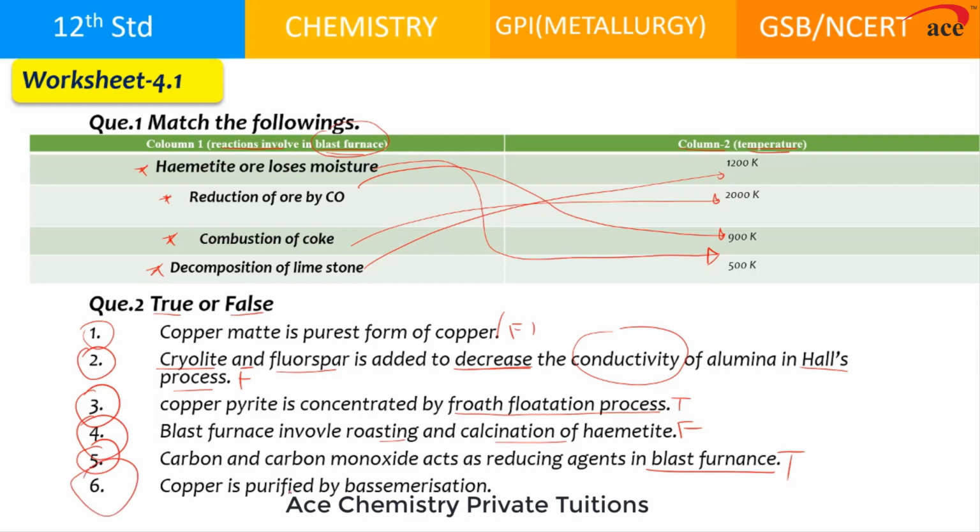Copper is purified by Bessemerization. No, copper is not purified by Bessemerization. Bessemerization is used for the reduction of copper oxides. The copper obtained after Bessemerization is an impure form of copper, which is refined by electrolytic refining. So it is a false statement.